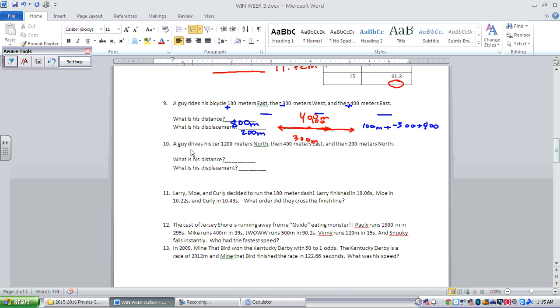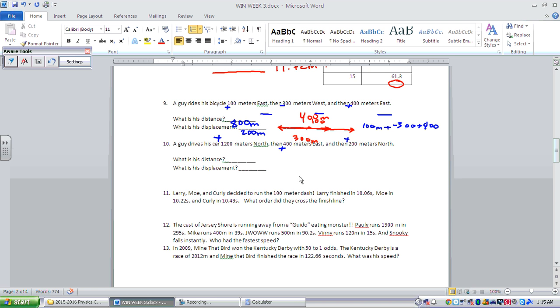Number 10, a guy drives his car 1,200 meters north, then 400 meters east, and then 200 meters north. This is going to be a problem where you actually have to use a little bit of the Pythagorean theorem to solve it. So a guy drives his car 1,200 meters north would be a positive value in the y direction. And then 400 meters east would also be positive, but in the x direction. And then 200 meters north would be a positive value again.